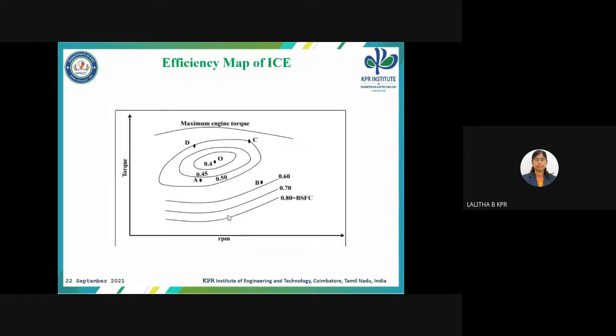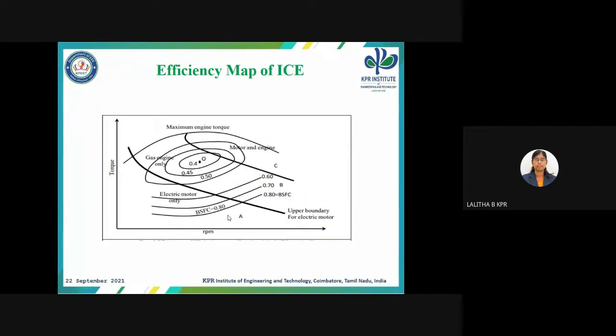First, we can get the rule-based strategy from the efficiency map of the IC engine. The rule-based control strategies can cope with the various operating modes of the hybrid electric vehicle. The rule-based strategies are developed using the analysis of the IC engine efficiency chart and the analysis of the electrical component efficiency chart. Here we can see the BSFC, that is brake specific fuel consumption. It is the ratio between the fuel consumption and power produced. When the brake specific fuel consumption is 0.8, we can compare the speed of the vehicle and torque.